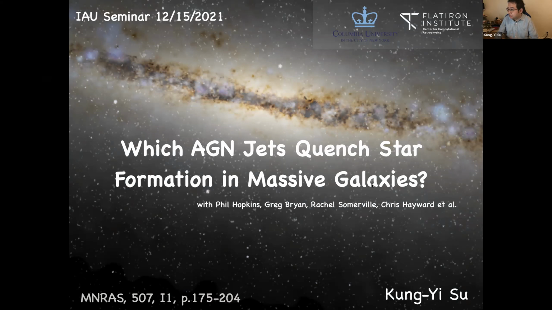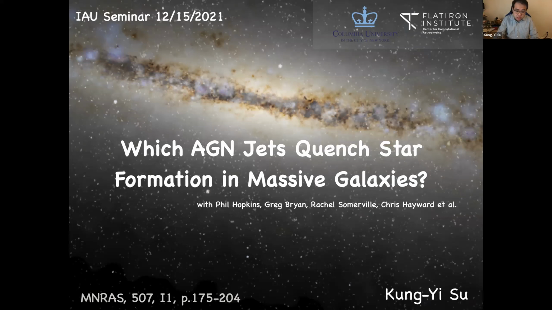So the talks here are establishing that cosmic rays should be very important physics in dwarf galaxies. I'm going to switch gears to more massive galaxies, and hope by the end of this talk I'll convince you that cosmic rays, in the form of AGN jets instead of supernovae, are possibly playing a major role in massive galaxies. So I'm going to talk about how AGN jets quench star formation in massive galaxies.